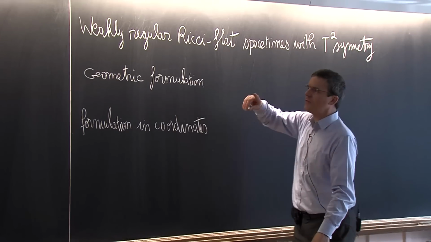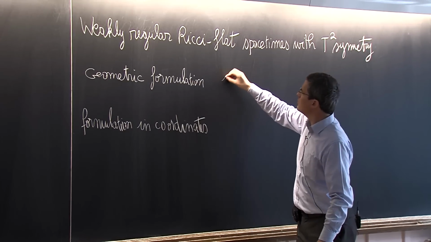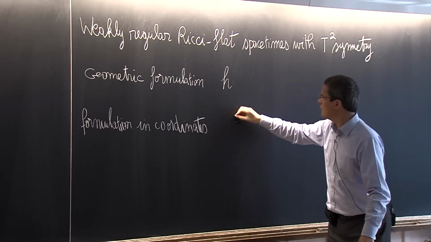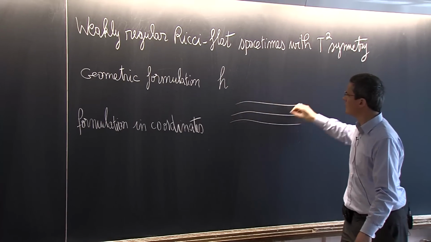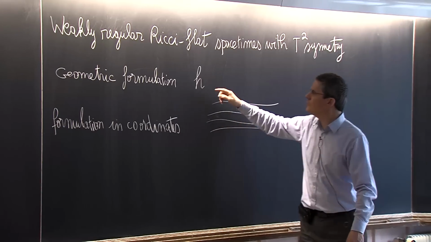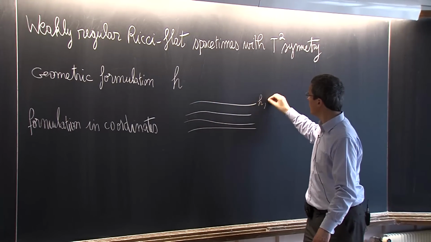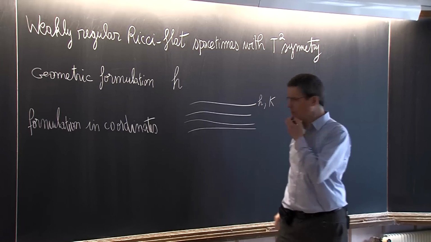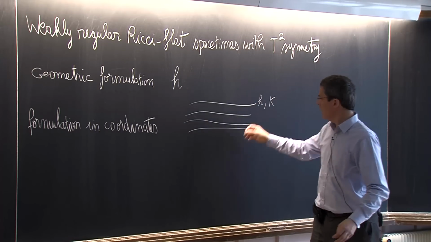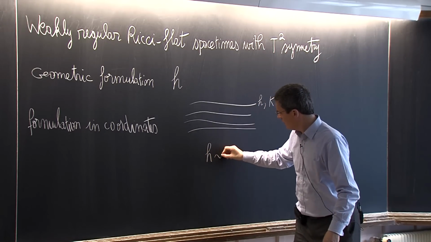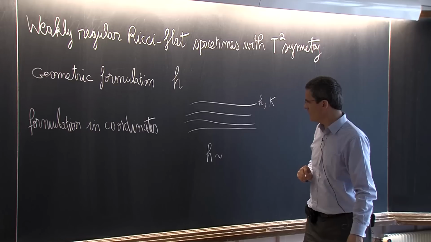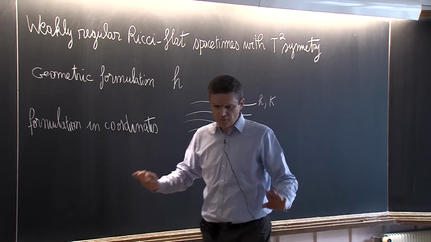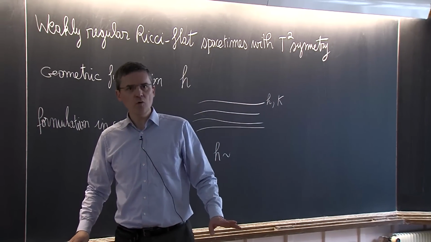So I would like to remind you that on each slice of the foliation that we are going to construct for these spacetimes, we have an induced metric and we have a second fundamental form. And the regularity of these quantities is rather low. The metric H is basically in H1 and K is basically in L2. So that's the level of regularity that we have assumed.